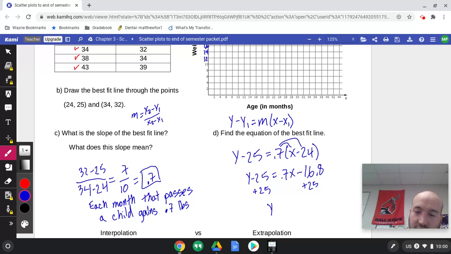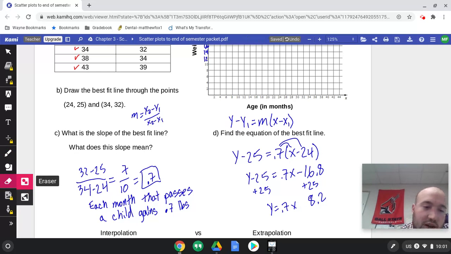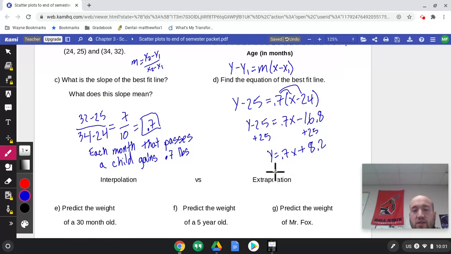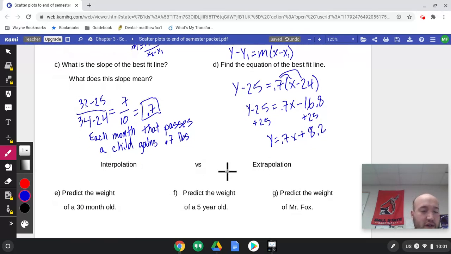Now be careful because it's 25 and it's a negative 16.8. So if you need to, use your calculator, or you can do 25 minus 16.8 if that's easier to think about. And whoops, instead of an equal sign there, I need to have a plus sign. But I have now my equation here, my best fit line.